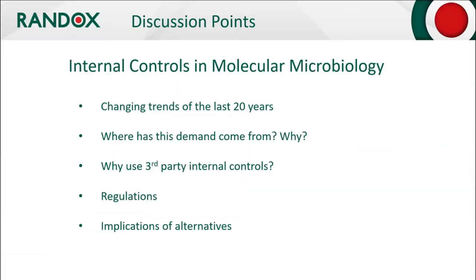So, my discussion points. Change in trends over the last 20 years. I want to talk about where this demand has come from in terms of molecular QC and why all of a sudden organizations are being pressured to purchase and to use molecular QC. And then why third-party controls specifically? Why not first party or other alternatives? The regulations involved in molecular testing and any implications of alternative methods.